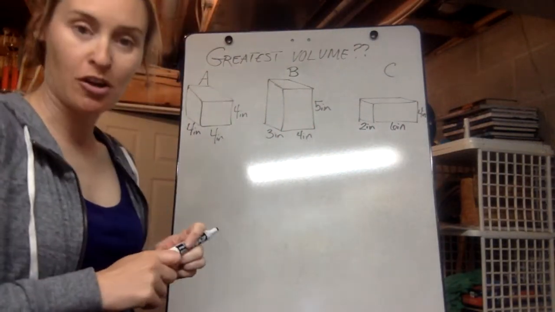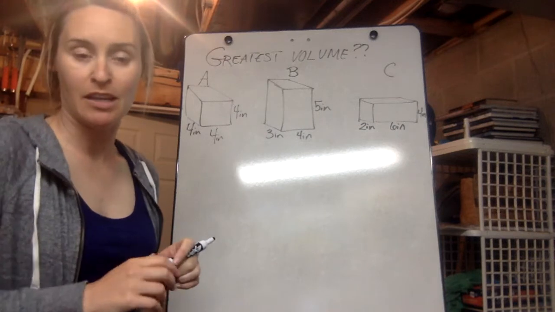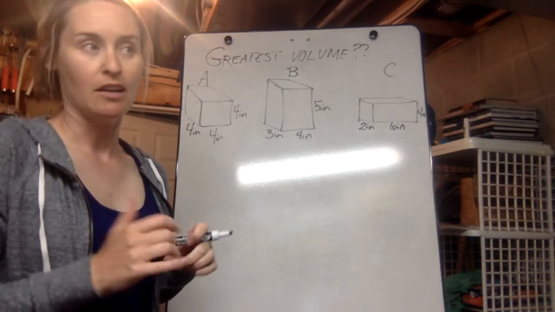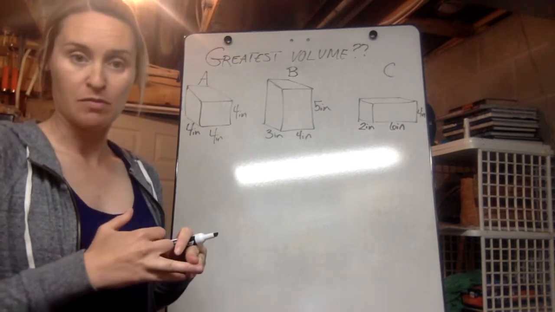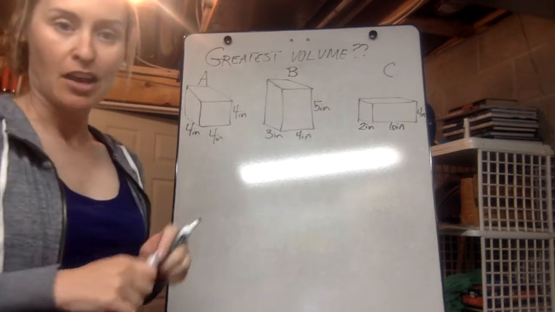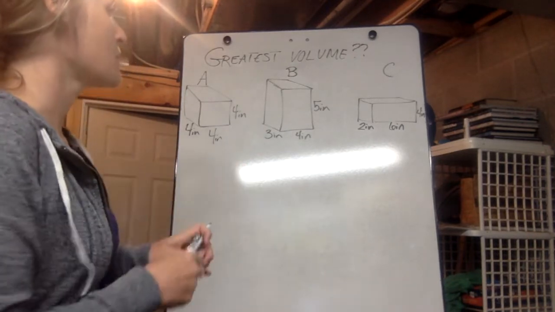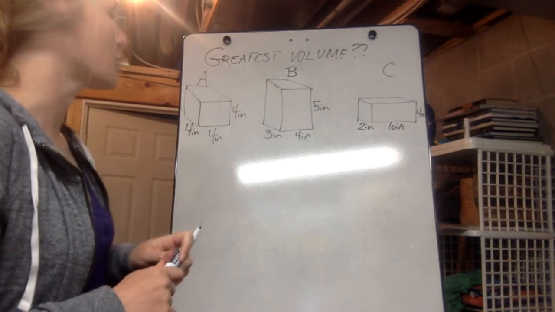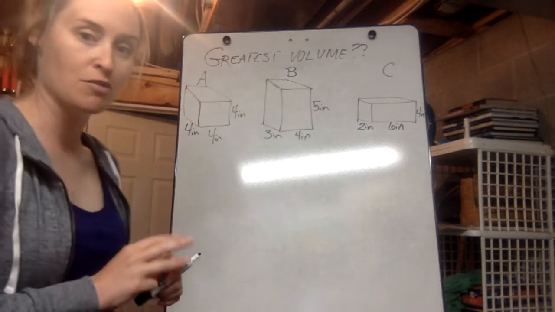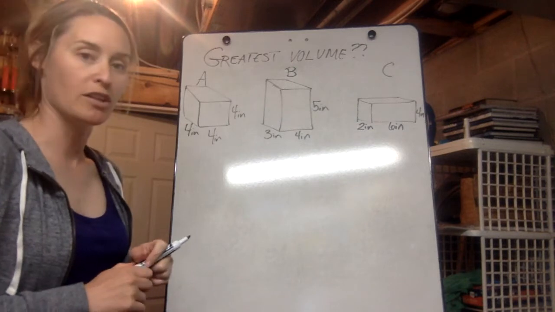We're going to continue our talk about volume, and specifically today talking about prisms, cubes, and rectangular prisms. So we're going to start with one question all rolled into three different shapes, where it says, what is the greatest volume? So you've got three different shapes in front of you. We're going to start just by identifying what the shapes are.